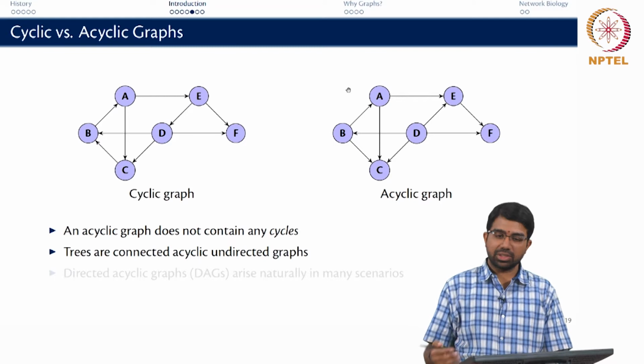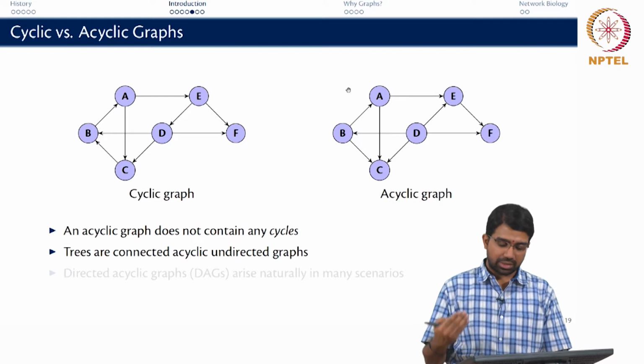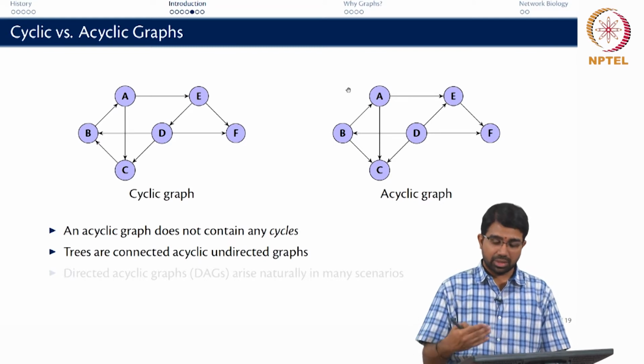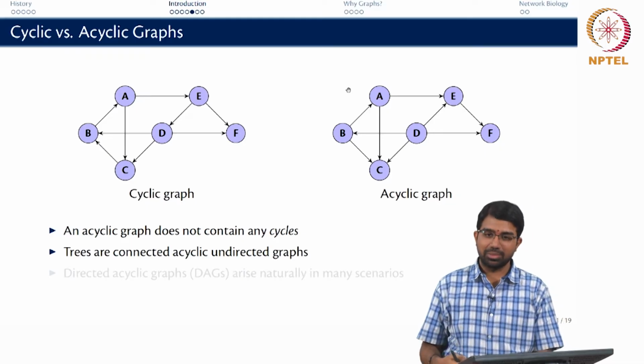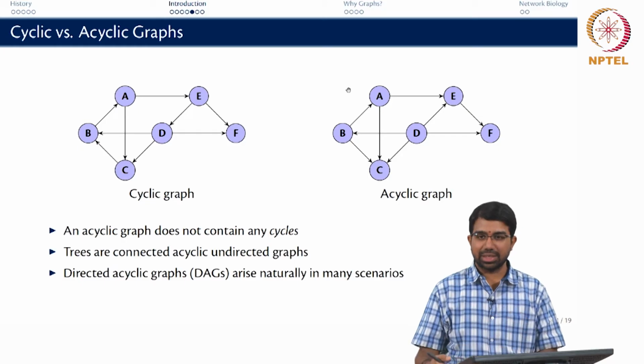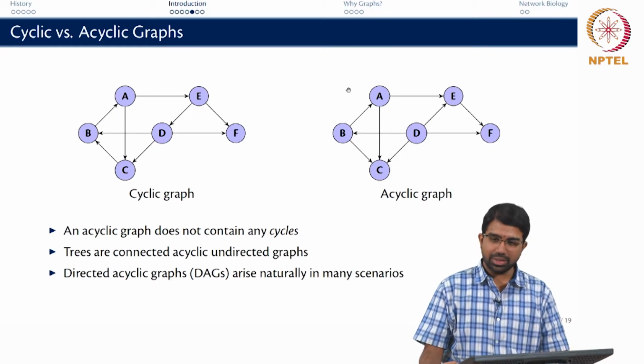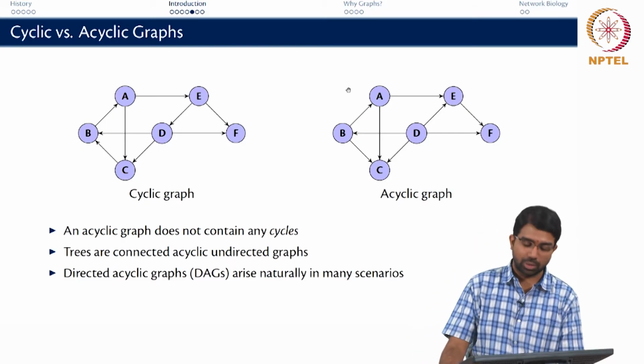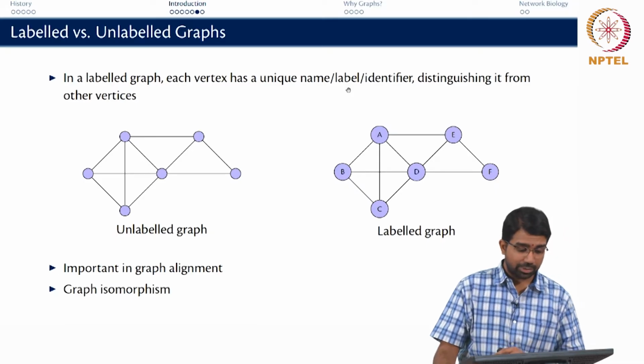So, trees are essentially connected acyclic undirected graphs. They can also occur in metabolism. Whenever you remove cycles, you will find that directed acyclic graphs arise, and they also arise in scheduling and so on. Let us not worry about that.